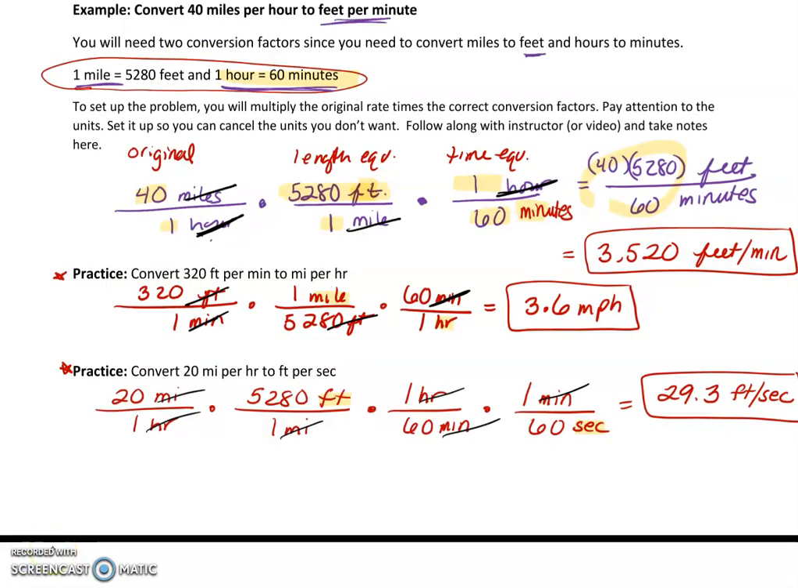Okay, so here's the answers that we're looking for. For 320 feet per minute, we're getting 3.6 miles per hour. And the other one is 29.3 feet per second. So notice how the numbers relate to one another. If you're having a larger number but smaller types of units, when you change that over, your number's going to decrease as your units go up.